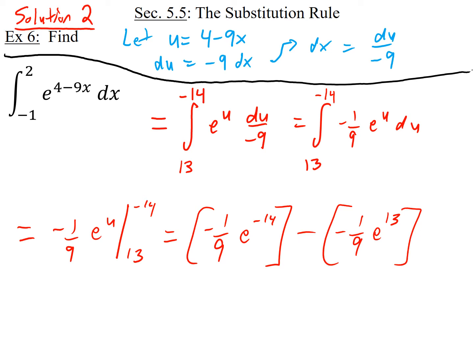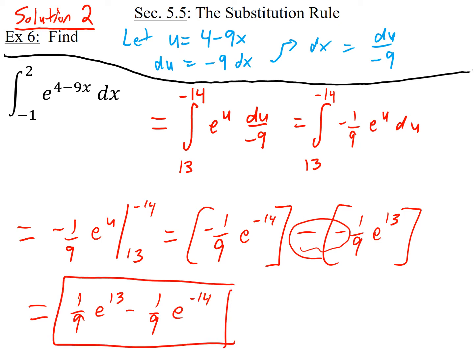And again, because this turns out to be a positive, I'm going to write that term first. So it's going to be 1 over 9 e to the 13 minus 1 over 9 e to the negative 14, which is what we had before. You don't have to write the positive term first or anything, but that's something that I do all the time, so it's not a big deal. All right, so that's how that one goes.